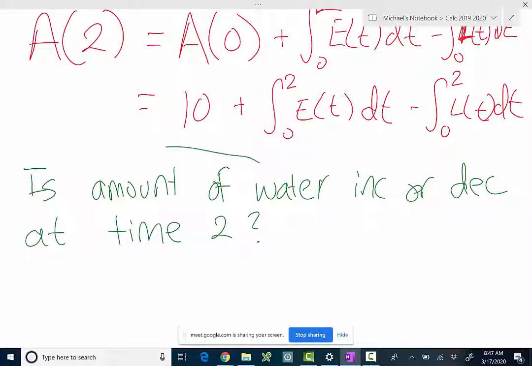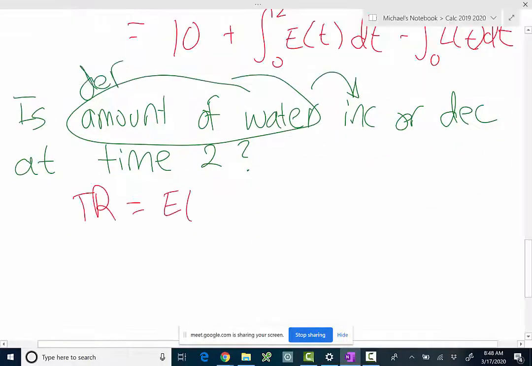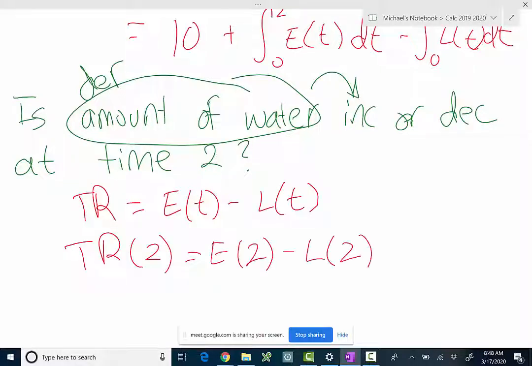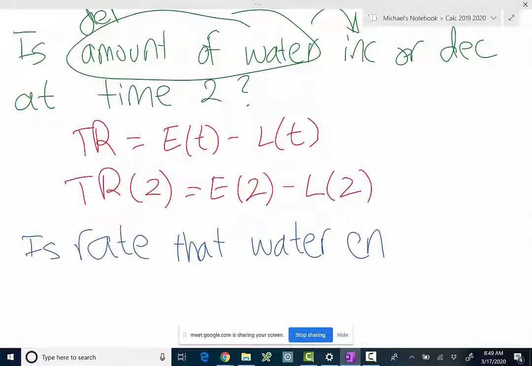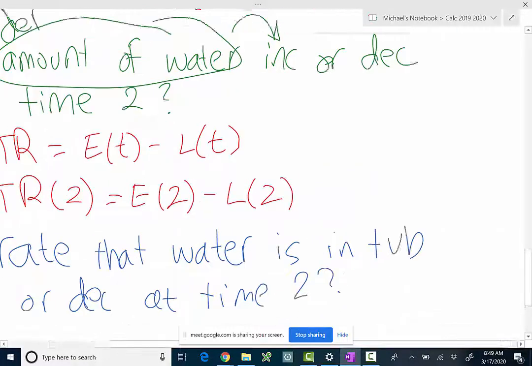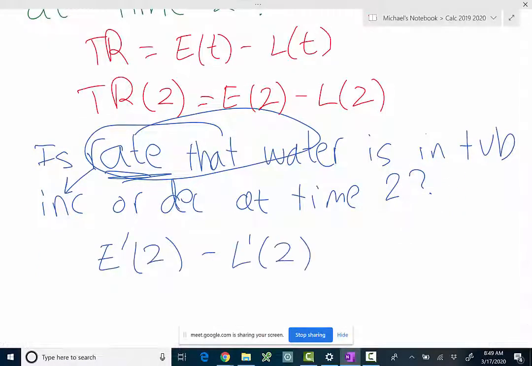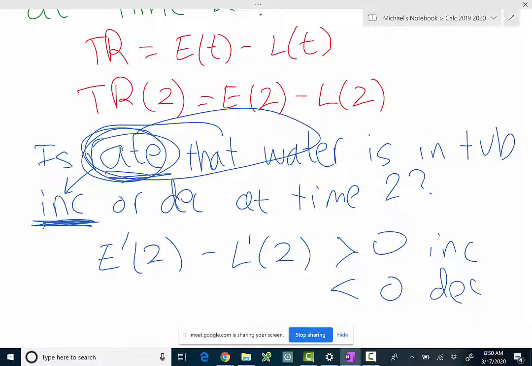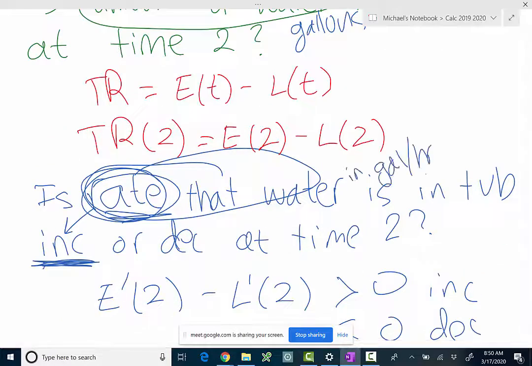Now, they might ask us, is the amount of water increasing or decreasing at some time t? And as soon as we see the word increasing or decreasing, we're going to take the derivative of that. So the derivative of the amount gives us the rate. So there's the formula. I've seen them also ask, is the rate of water in the tub increasing or decreasing? Now we're going to take the derivative of the rate because increasing tells us to take the derivative of that. So the rate was E of T and L of T, so we're going to take the derivative of E of T and L of T. So E prime of T minus L prime of T.